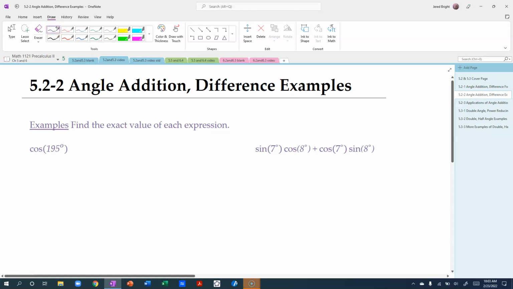Welcome back. So we just introduced the angle addition and difference formulas. Now it's time to get some additional practice with them. So we have cosine 195 to begin. All right, so now that's a compact expression. It's not an angle from the unit circle.